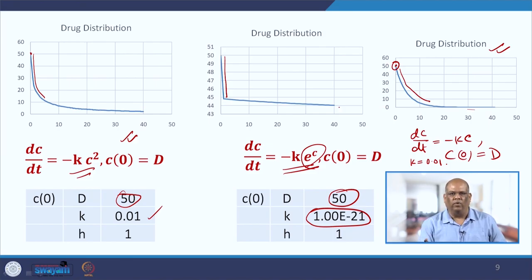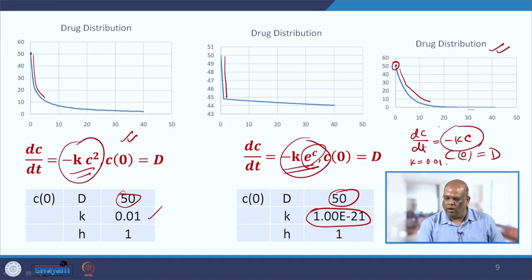So as we have told before, the dynamics of the concentration of the drug will depend on what kind of law you are choosing, and depending on a particular drug, we choose a suitable law.